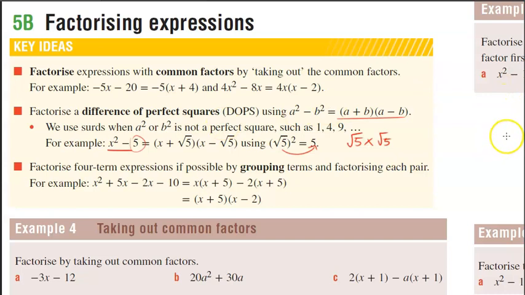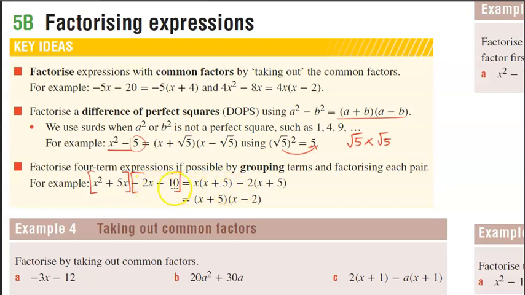All right, factorize 4-term expressions if possible by grouping terms and factorizing each pair. So right here we've got 4 terms. We have x squared plus 5x. What we've decided to do is group this together as one part, and then the minus 2x minus 10, we group as a separate part. The commonality between x squared plus 5x is the letter x. So we take that x out, and what we're left with is x plus 5 within the first part.